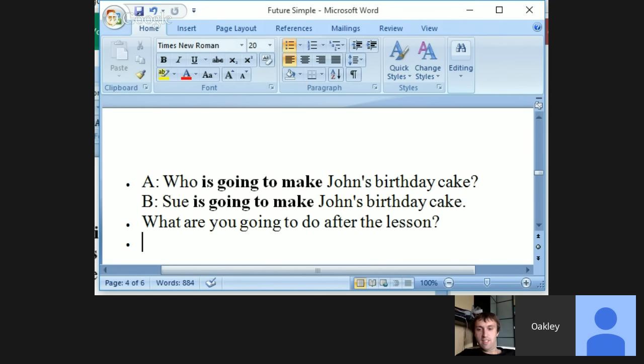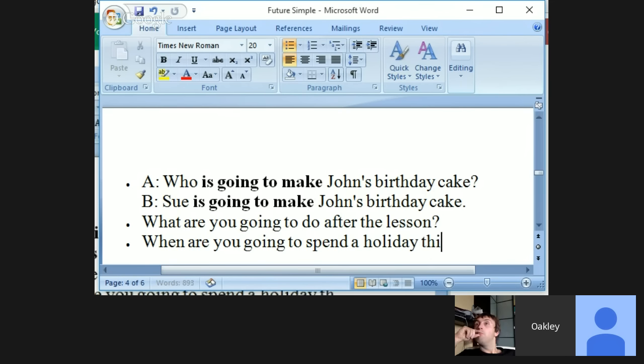Yes. Go ahead. When are you going to spend a holiday this year? Okay, wait a minute. When are you going to spend a holiday this year? Okay. Well, let's see here. I got the gist of your question. You got the idea of the verb tense, right? Do you mean holiday like a vacation? Yes. All right.